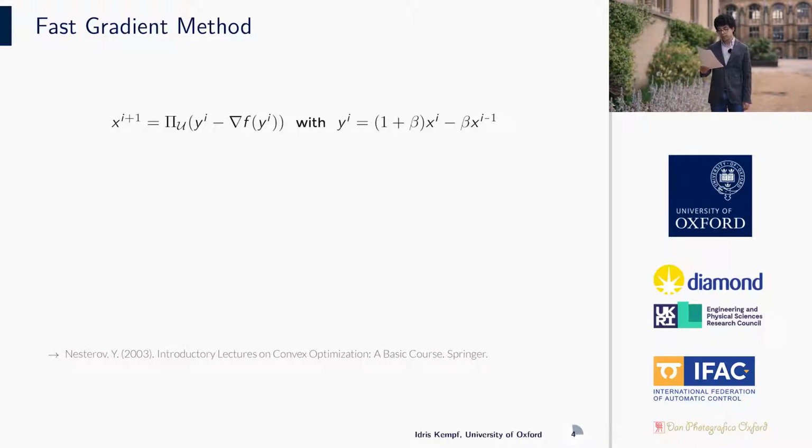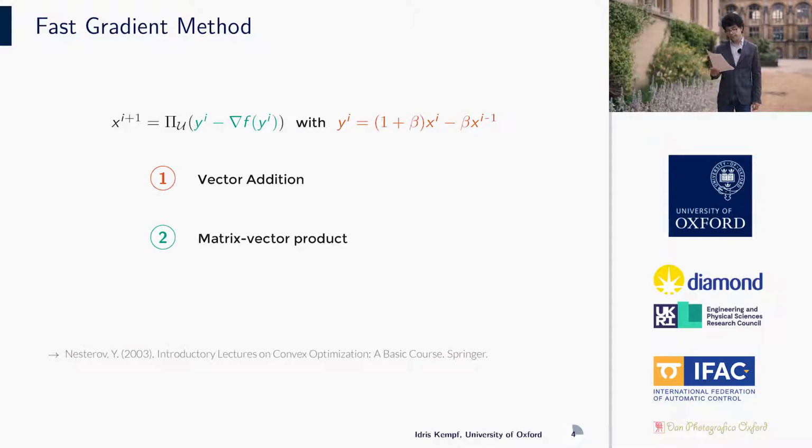where PU denotes the orthogonal projection onto set calligraphic U, and nabla F the gradient of the objective function. This equation maps to the following arithmetic. The first step consists of vector additions. The second step is defined by the gradient descent step.